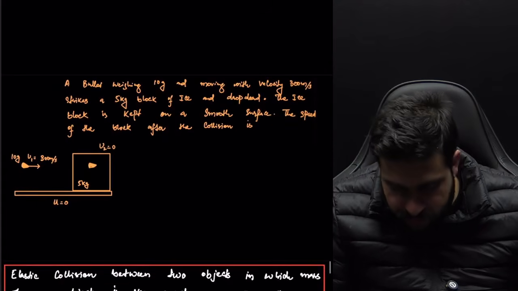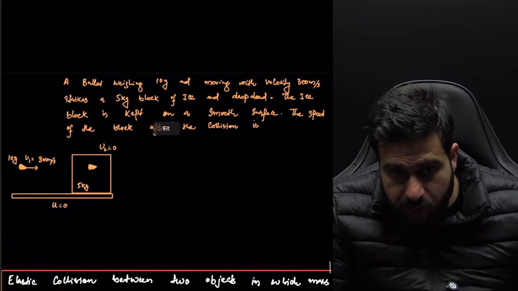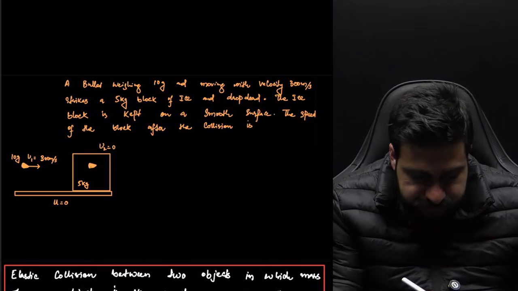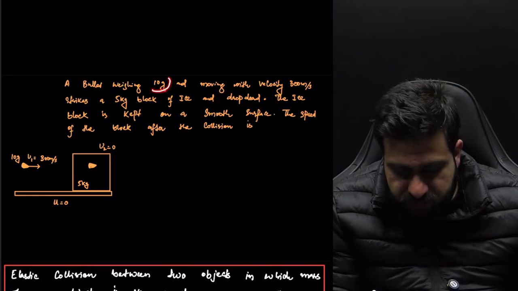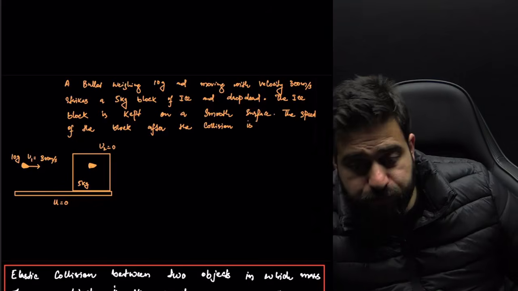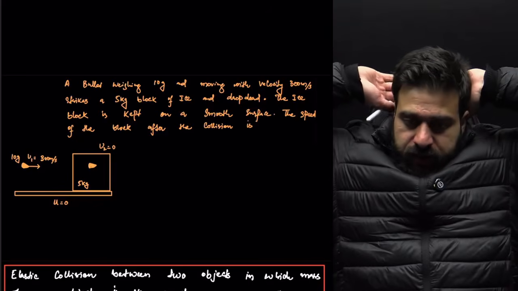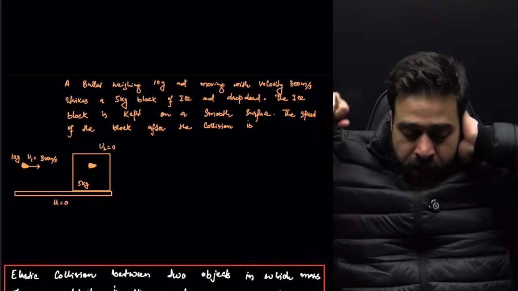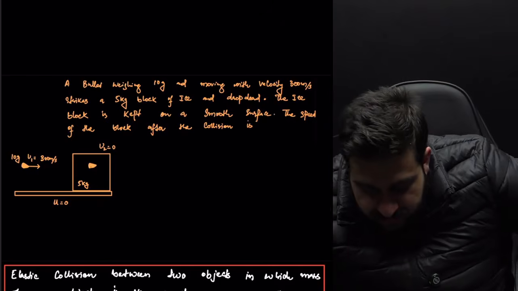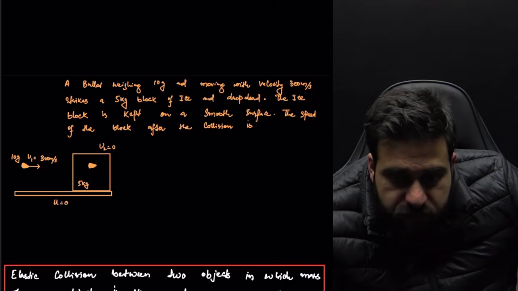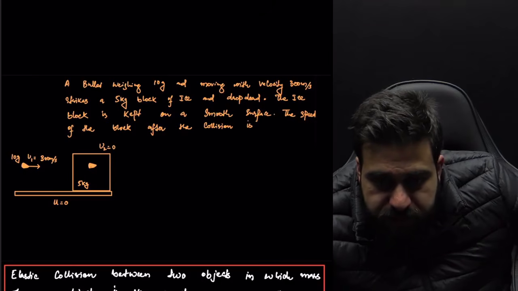Let's take a look at this question. The question says a bullet weighing 10 grams, moving with a velocity of 300 meter per second.